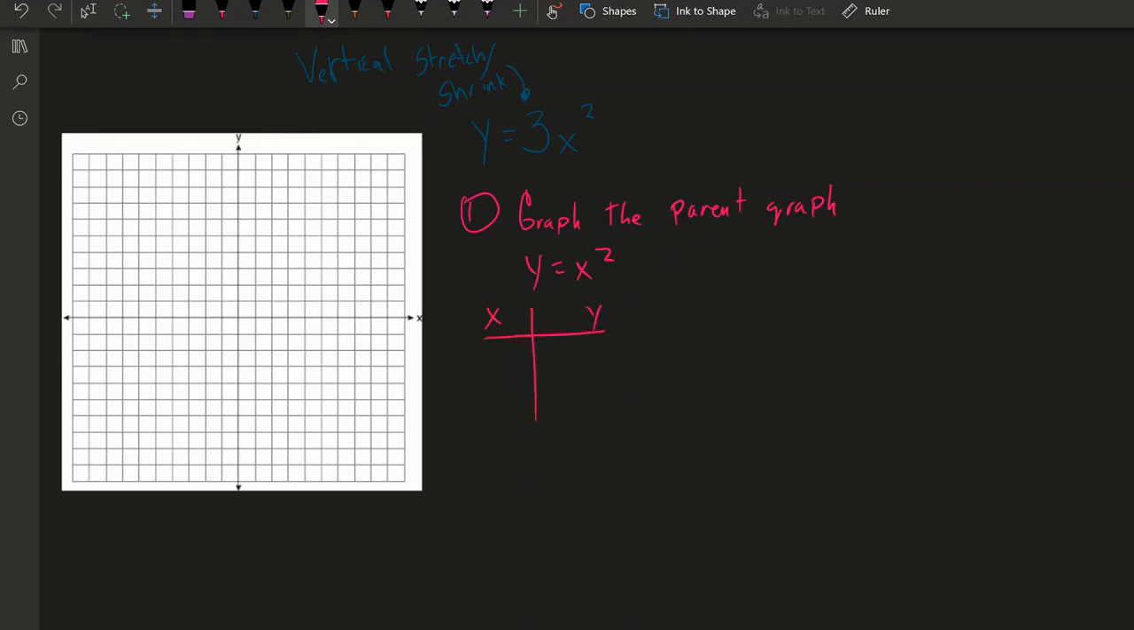I'm going to put 0 in the middle, that way I can do positives and negatives. 0, 0, 1, and then 1 squared is 1, 2, 2 squared is 4, 3, 3 squared is 9. Then going backwards, negative 1, positive 1, negative 2, positive 4, negative 3, positive 9. So 0, 0, 1, 1, 2, 4, 3, 9. And then I know that there's the axis of symmetry that reflects it, so I can just do it again on the other side. And then there is my parent graph.